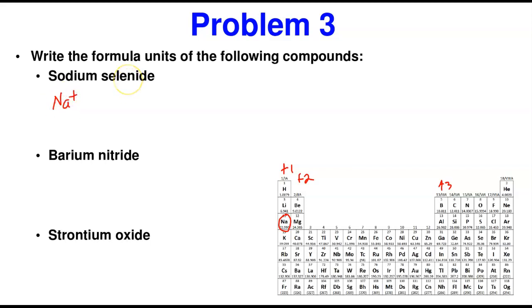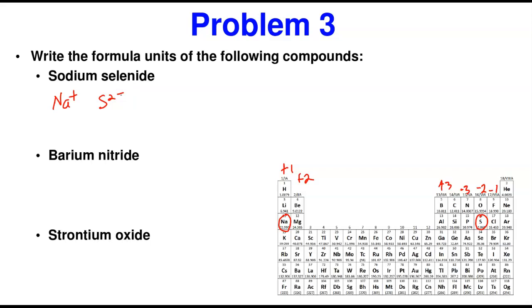And then selenium, we look at it. Selenium is in group what? Remember, this is group 6. A group 6 element will have a charge of -2. This will have a charge of -1. Group 5 will have a charge of -3. So this is selenium. Selenium will have a charge of what? -2. So we're going to say Se2-.